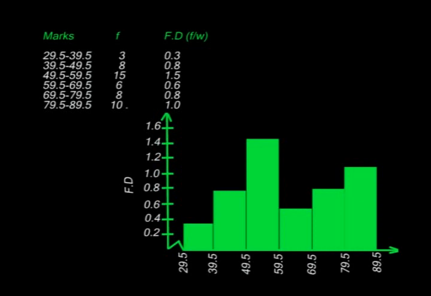Now notice that the graph didn't begin at point 0. Why? Because this will be a misrepresentation of fact. We start from 29.5. The graph there indicates that it doesn't begin from 0. Now, except for the starting point, this histogram appears just like a bar graph.